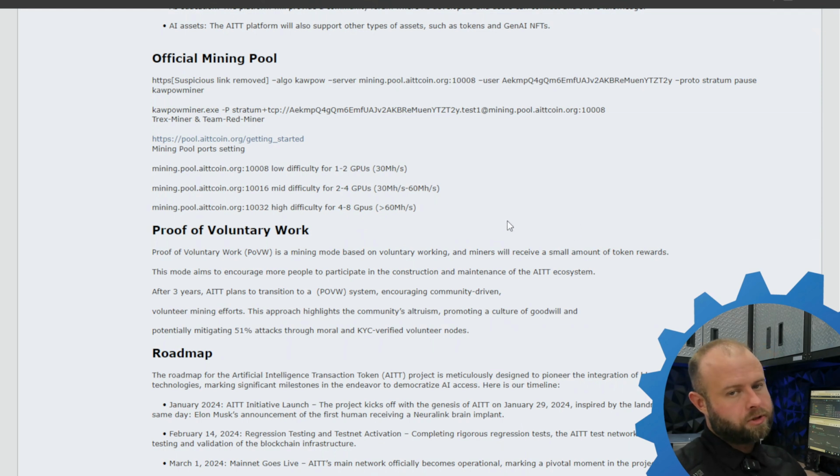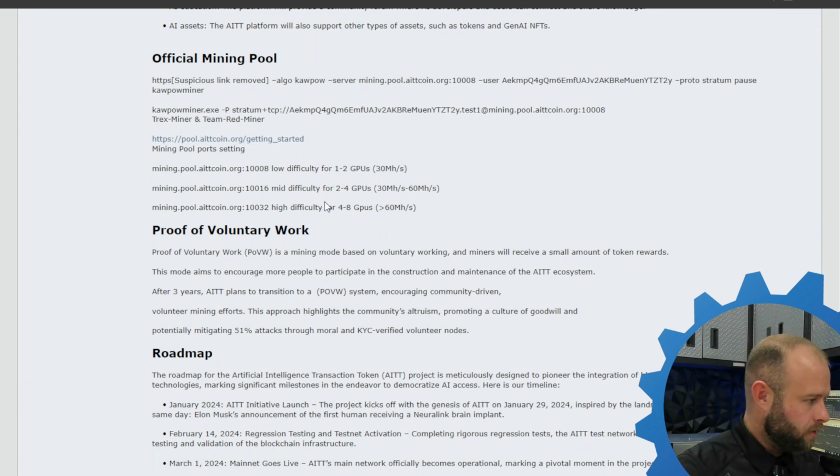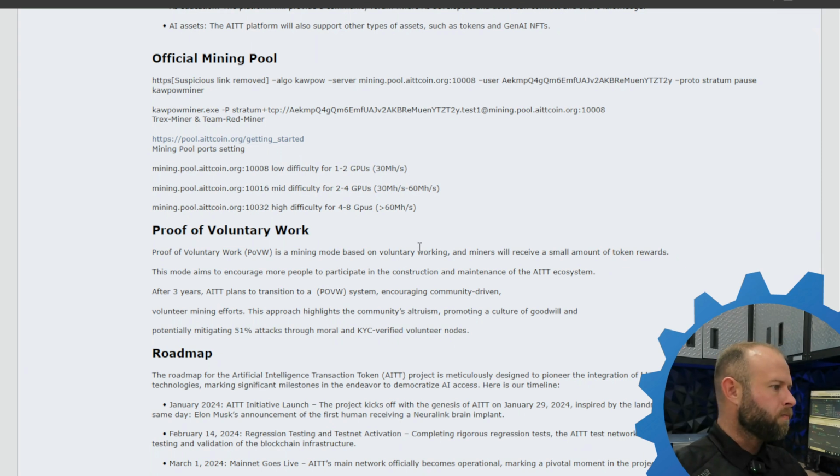So our plant's probably going to be your best bet versus using their mining pool. Our plant's at least sturdier, and they're going to be paying attention to what's going on in the network, and they're quicker to delist it in case there is some tomfoolery going on. But yeah, it says here proof of voluntary work. This is some marketing phrase to make people think that this coin is about something.